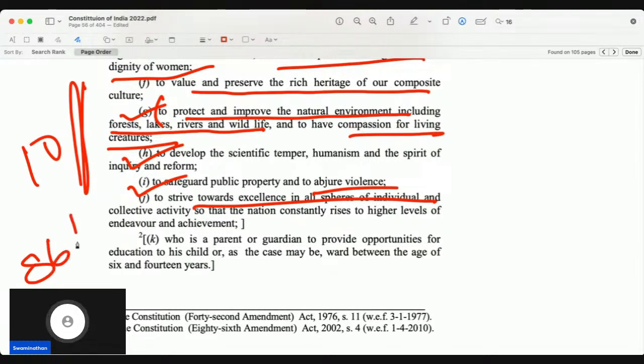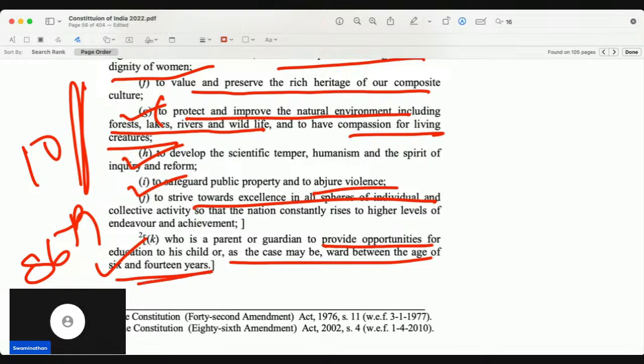Now, later on, with the 86th Amendment, the 11th fundamental duty was also added. It says whosoever is a parent or a guardian, it is their duty to provide opportunities for education to their child between 6 to 14 years. So you can see that the 86th Amendment Act is one such amendment which has made changes in fundamental rights, because it inserted Article 21A. It also made changes in DPSP because it changed Article 45, and it also made changes in fundamental duty by inserting the 11th fundamental duty, right? So this is the basic overhaul, right?